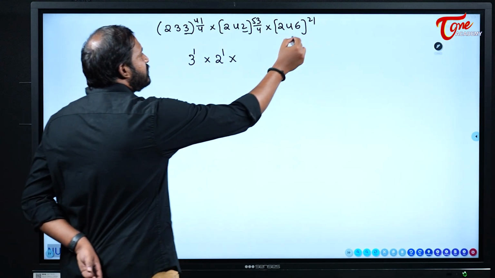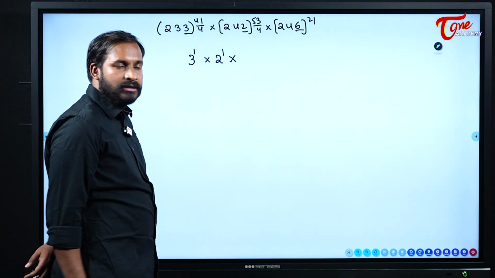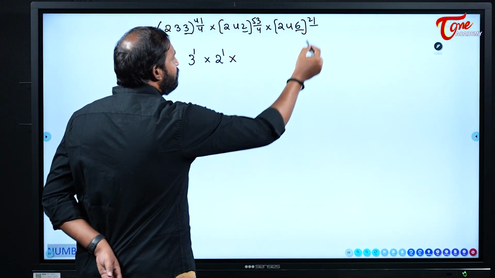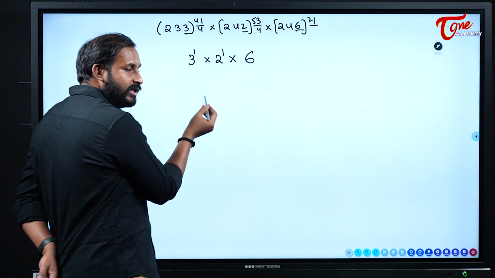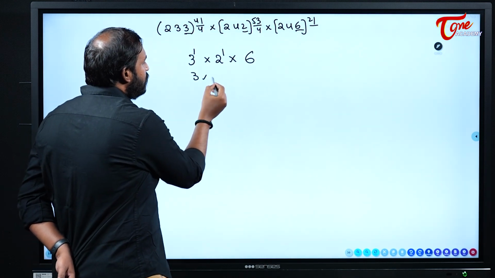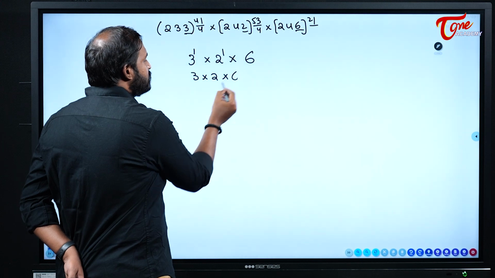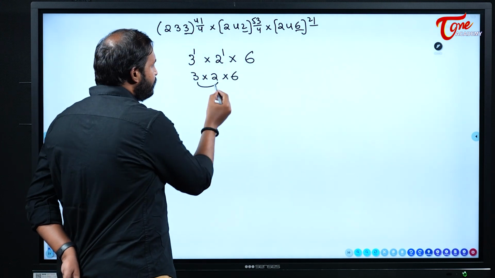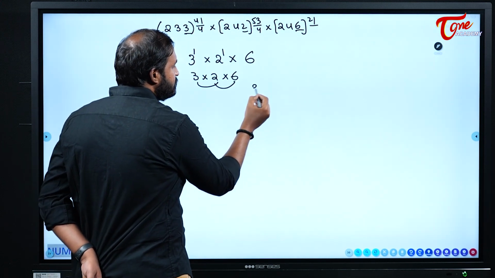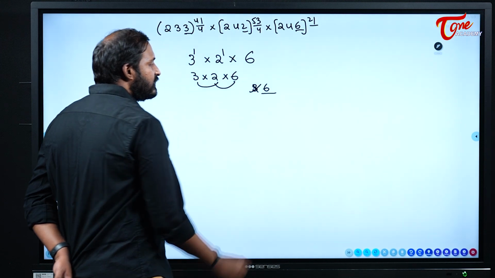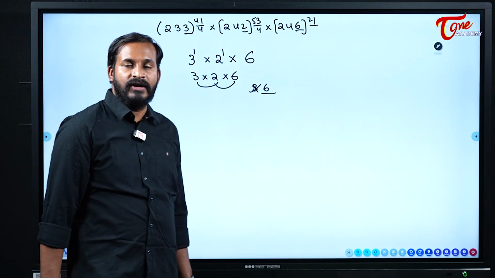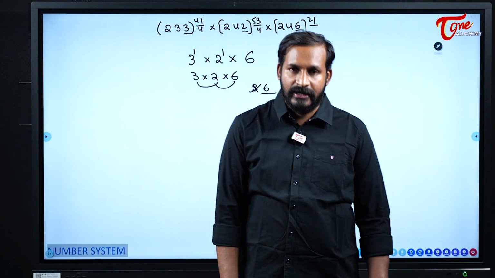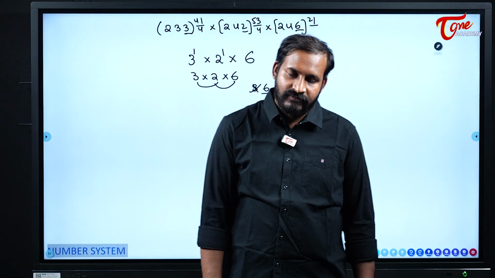Next, for 6, irrespective of the number, irrespective of the power, if a number ends with 6, always the unit digit will be 6 only. So the unit digit of 3 power 1 is 3, 2 power 1 is 2 and 6 is 6 only. 3 2s are 6, 6 6s are 36. Right. So our answer here is 6. In this manner, you need to find the units digit of the given numbers.